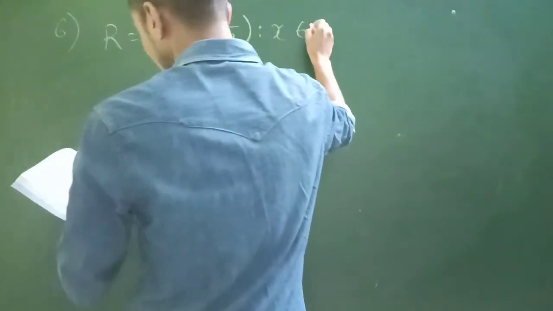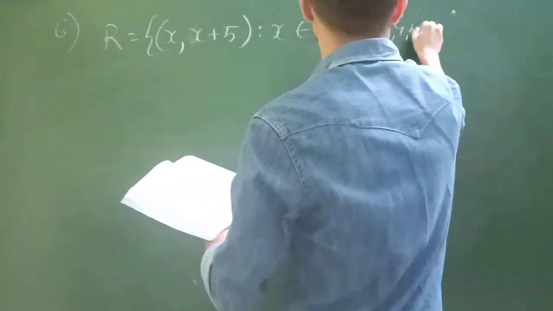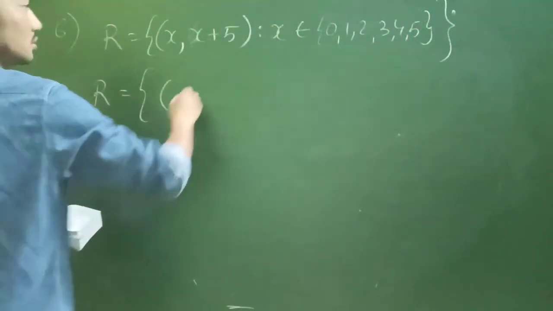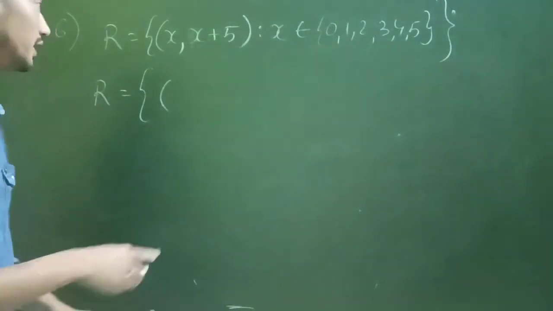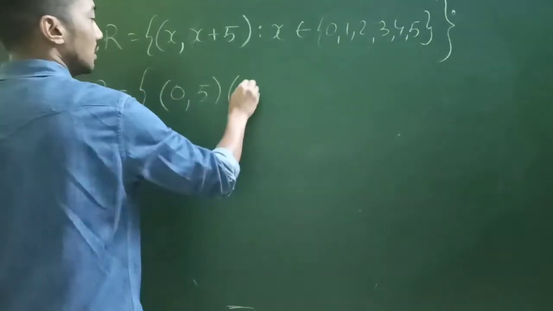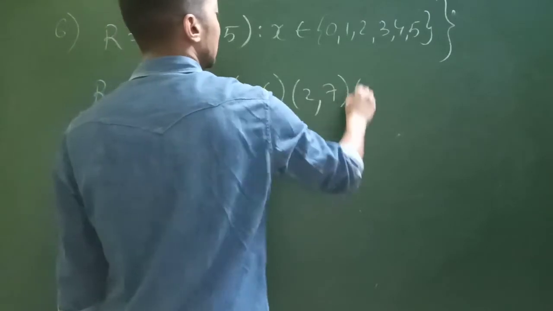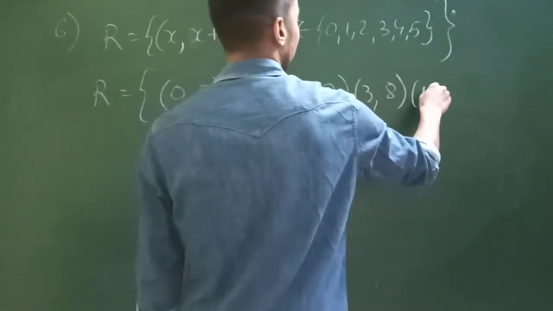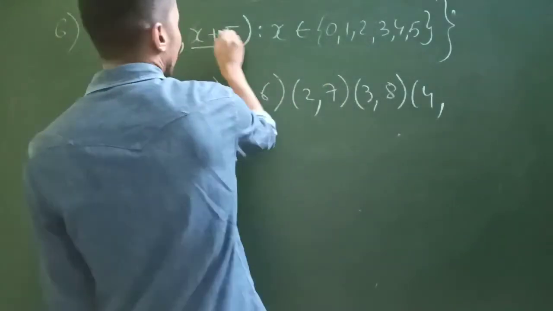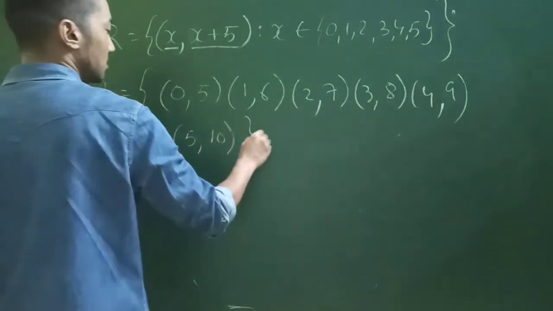Arrow x to the number twice of 0, 1, 2, 3, 4, 5. Okay, that's too simple. Directly ordered pair. So x is 0, 1, 2, 3, 4, 5. When x is 0, it will be 0 plus 5, which is 5. When x is 1, it is 1 plus 5, 6. When x is 2, 5 plus 2 is 7. When x is 3, 5 plus 3 is 8. When x is 4, 4 plus 5 is 9, and then 5 plus 5 is 10. Question, that's all.